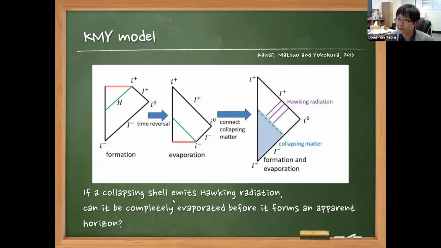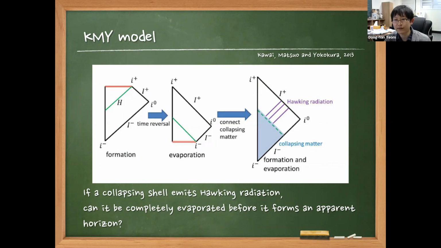And in this model, what they obtained is this kind of causal structure. There was a null collapsing metal shell, and at the collapsing shell, they introduced the Hawking radiation. So as the shell collapses, the shell emits the Hawking radiation, and it is of course right. It is okay. So this is the so-called pre-Hawking radiation, Hawking radiation before the formation of the black hole.